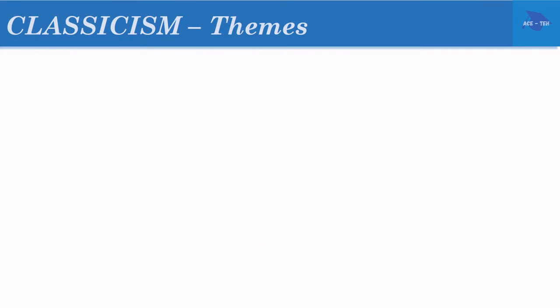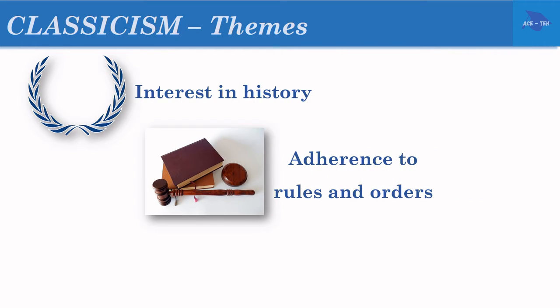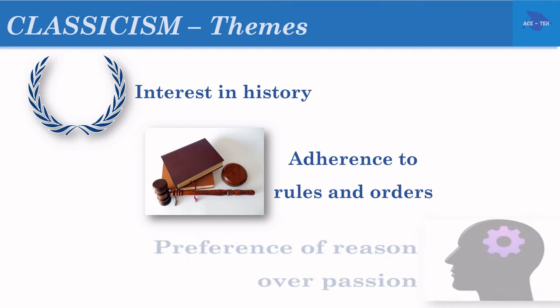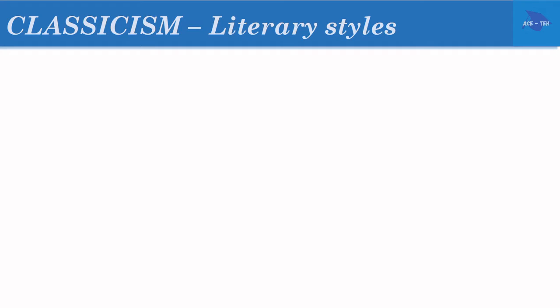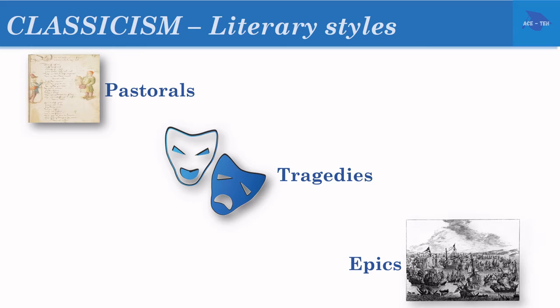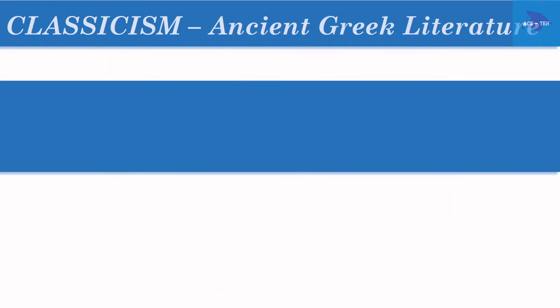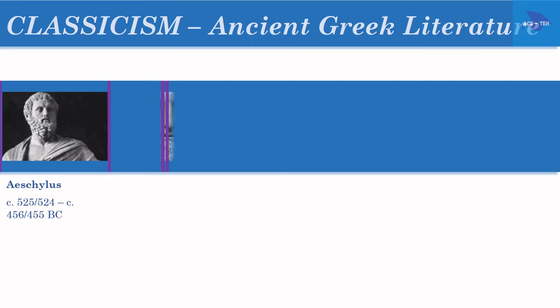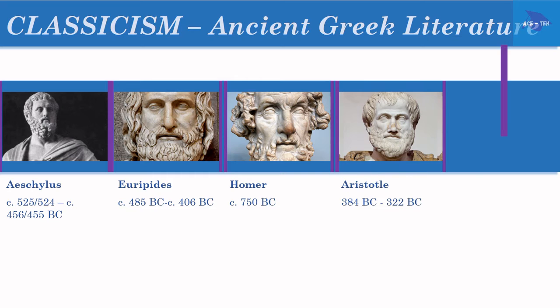The common themes we find in works of classical importance are a general interest in history, adherence to rules and orders, and a preference of reason over passion. The literary styles dominant in classical works are pastorals, tragedies, and epics. The origins of the movement are traceable to ancient Greece. The ancient Greek literature includes writers like Aeschylus, Euripides, Homer, Aristotle, and Sophocles.